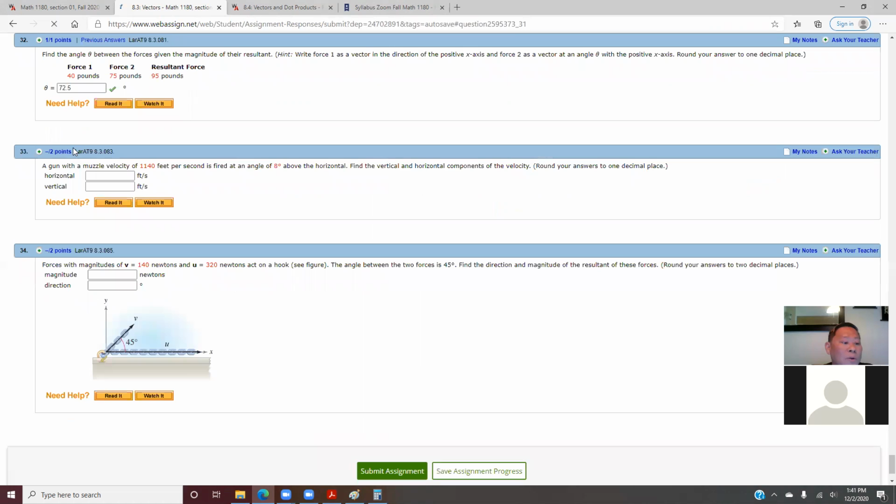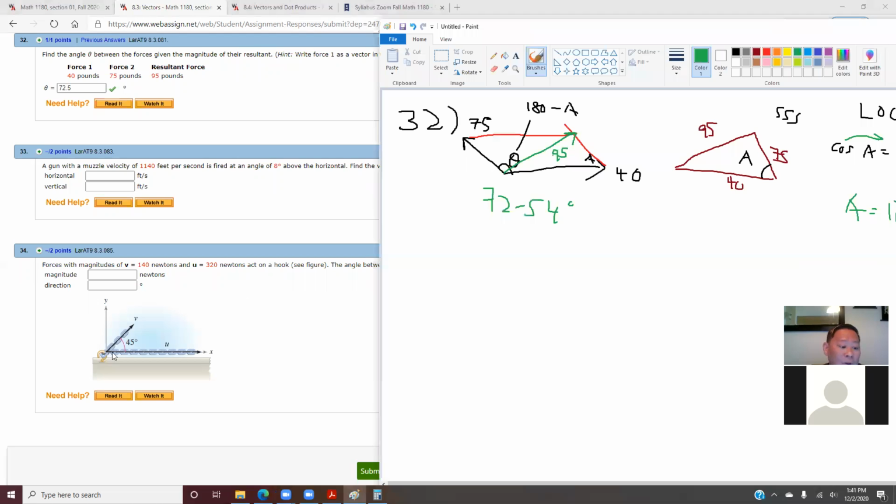The next one that we do is number 34. You can also use law of cosine and law of sine to do 34, which is very similar to what we just did over here. They give you U and V, but this time they give you the angle, so it's a SAS triangle. You have to use law of cosine for SAS also. But I'm going to show you how to use the vector way to do it.